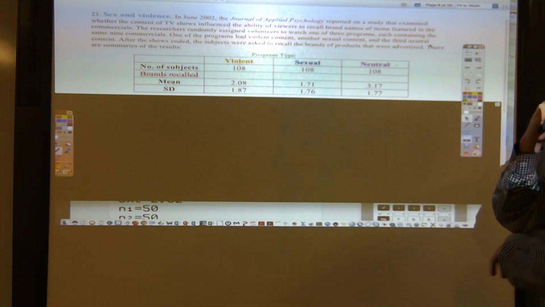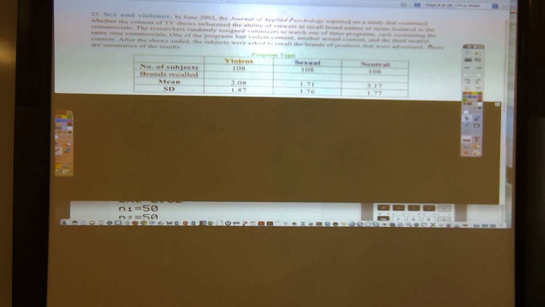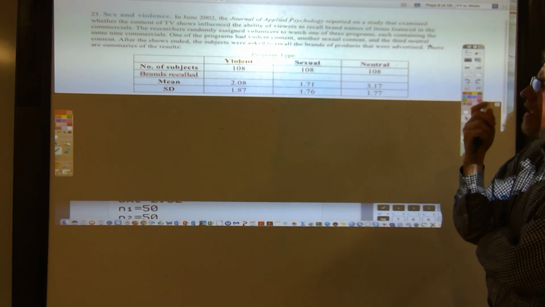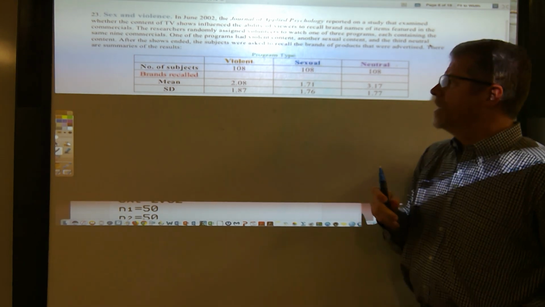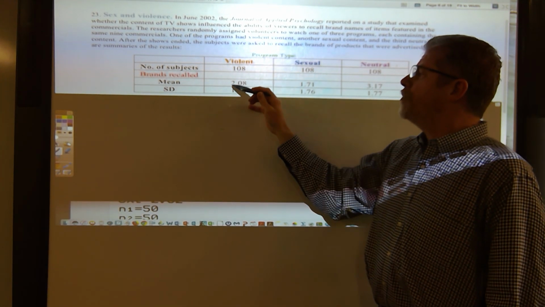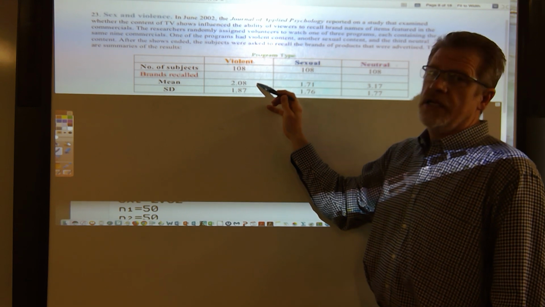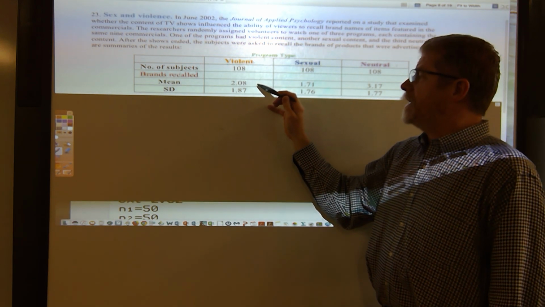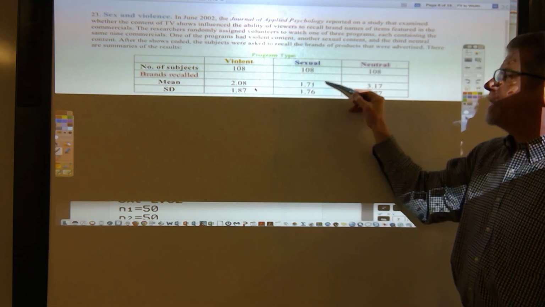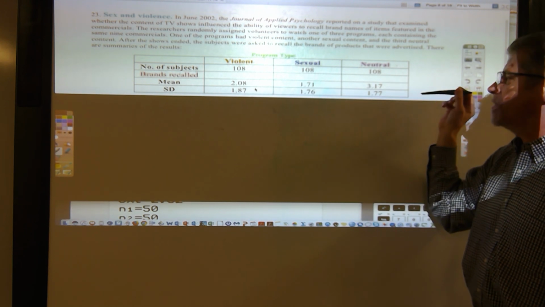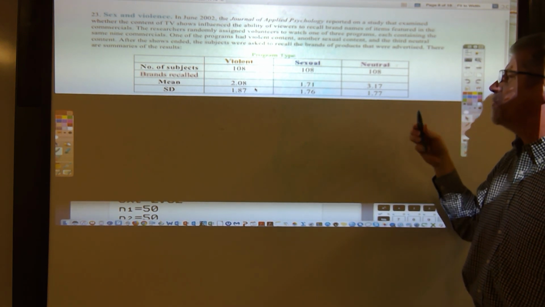How many brands did you recall? How many commercials were featured? I don't know if they tell us how many commercials they watched, but is it 9? Yes. Okay, so there were 9 commercials. On average, if they're watching violent content, they only remembered 2.08 brand names. For the sexual content, not a lot of memory, as for some reason they couldn't remember what was going on in the commercials. With neutral content, it was 3.17.